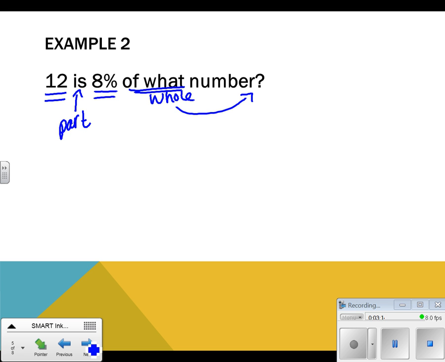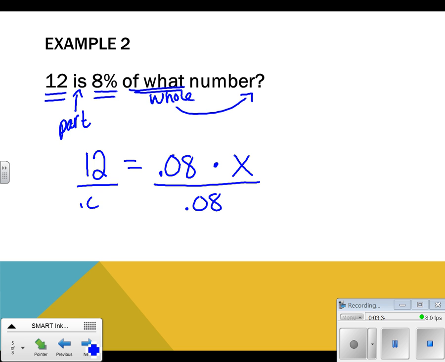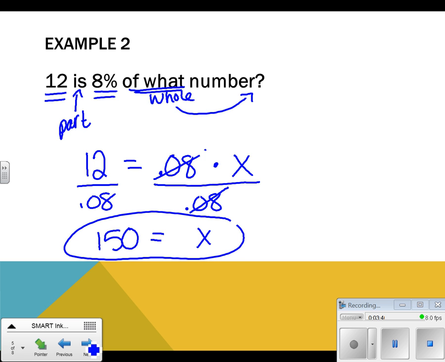So using that percent formula, part equals percent as a decimal times the whole. In this case, the whole is what we're looking for. And so in algebra, to undo multiplication, we're going to divide. To get the x alone, we're going to divide by 0.08. So x equals 12 divided by 0.08. That gives us 150. So 12 out of 150 is 8%.